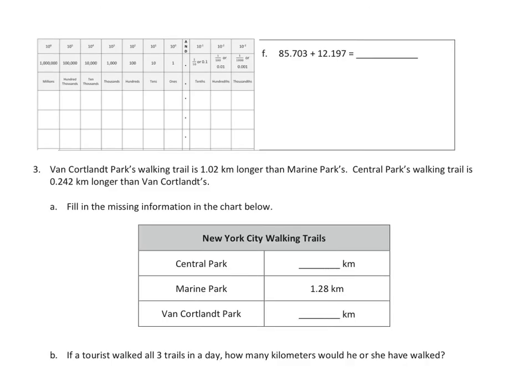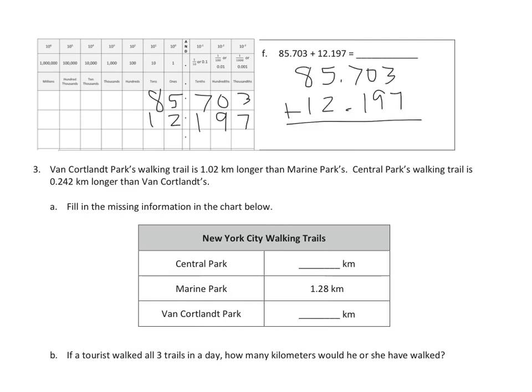All right, turning the page, doing one more problem, letter F. We've got 85 and 703 thousandths. Then we have 12 and 197 thousandths, and we're adding those together. So my decimals are lined up. I'll go ahead and pause and write the actual problem on my problem set. Okay, so here's our problem. Our decimals are lined up, so every number is in the right place value.